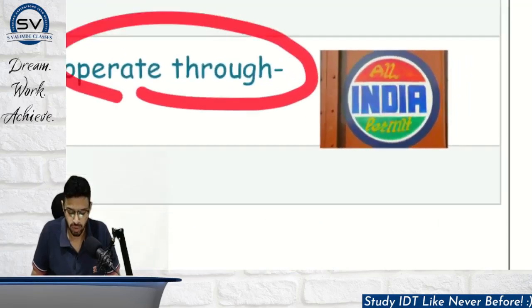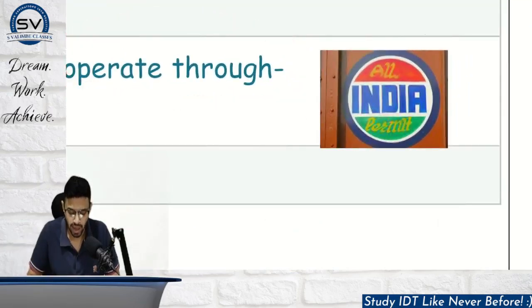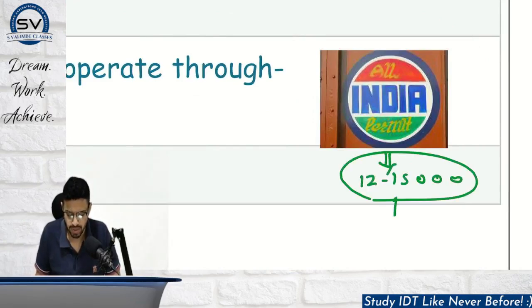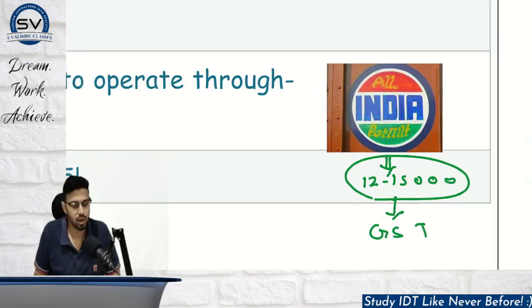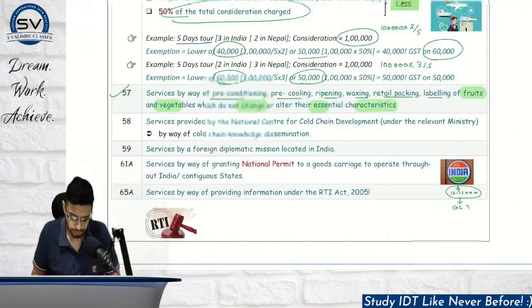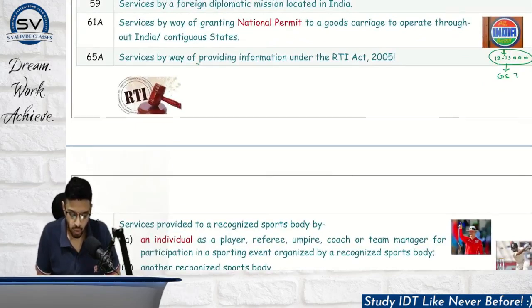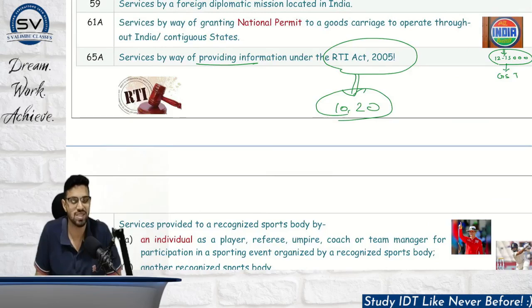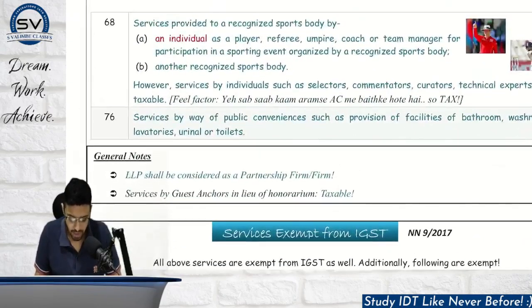So this is, if you remember, if you see any truck, they have this kind of a symbol, all India permit. Generally around 12 to 15,000 is charged for all India permits. So no GST is charged by the government. Services by way of providing information under RTI. So you pay 10 rupees, 20 rupees for your answer sheets of CA Final, CA Inter, right? So on that information which is being provided, whatever amount you are paying, no GST on that.